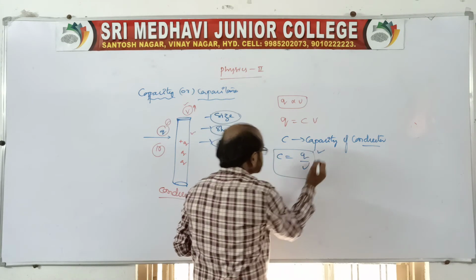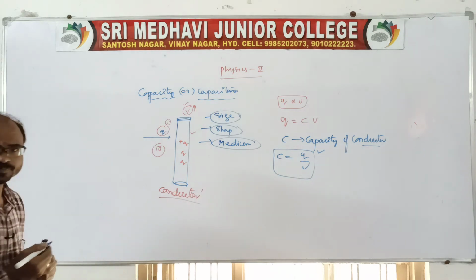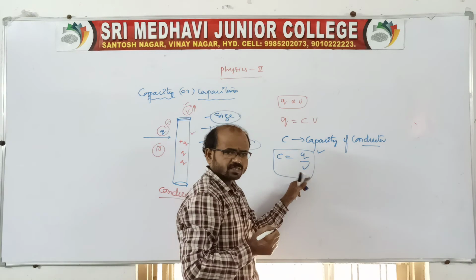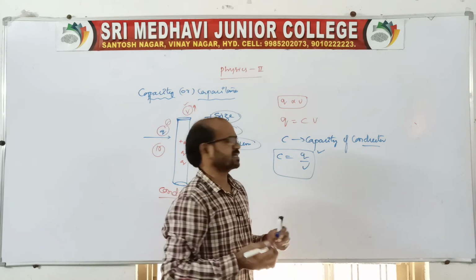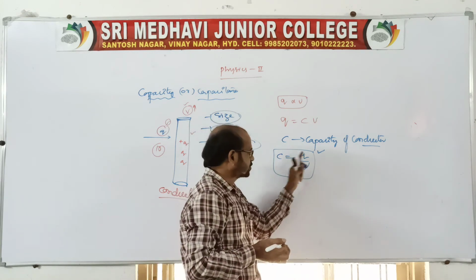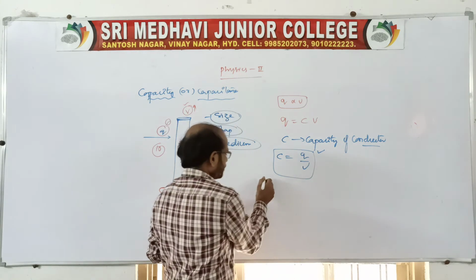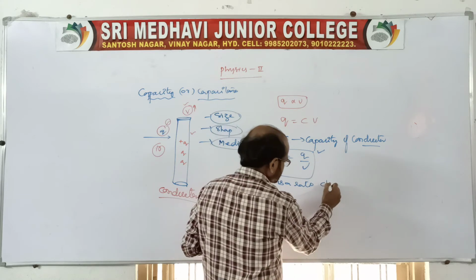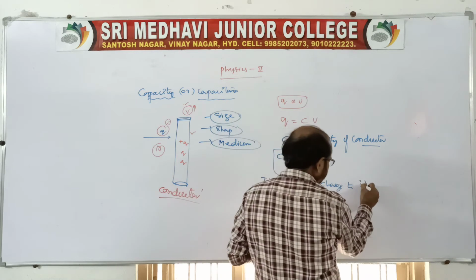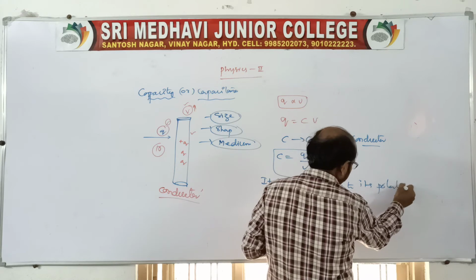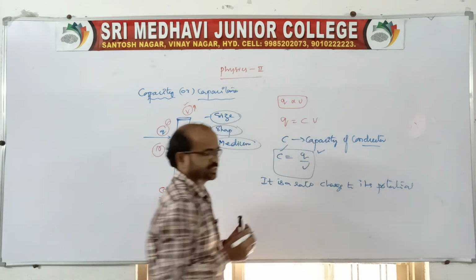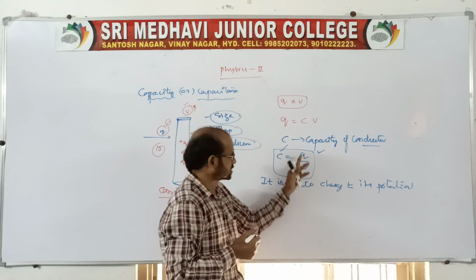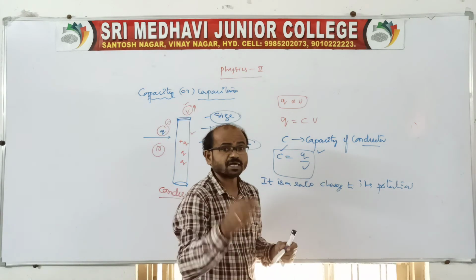This is the capacity of a given isolated conductor. C is equal to Q by V. Sir, what is the capacity? The statement for this: it is the ratio of charge to its potential. That is what we call capacity, C is equal to Q by V. The ratio of charge to its potential is the capacity of that conductor.